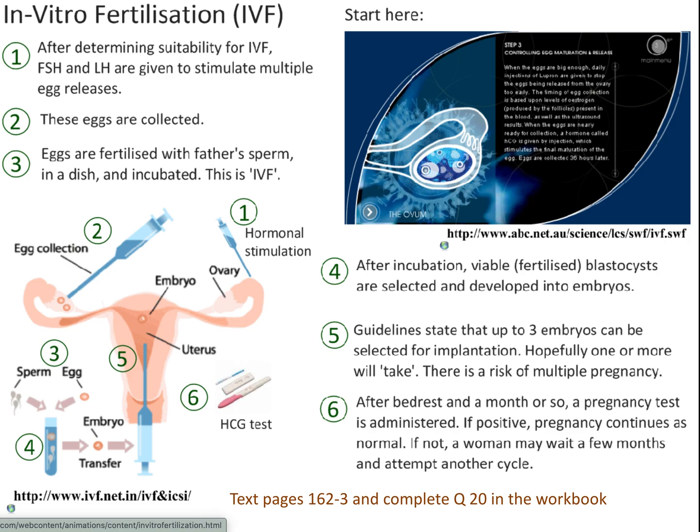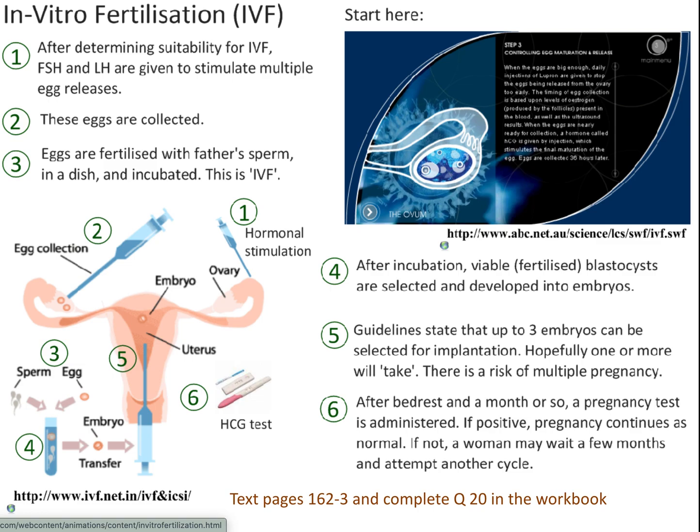Okay. In vitro fertilization. So sometimes the reproductive system doesn't work for everyone, and there is the possibility of still having children through in vitro fertilization, or IVF. So this is how IVF works. Basically, after determining if someone is suitable for IVF, so they need to go to a doctor and see if they're a suitable candidate for it, the FSH and LH hormones are given to stimulate multiple egg releases.